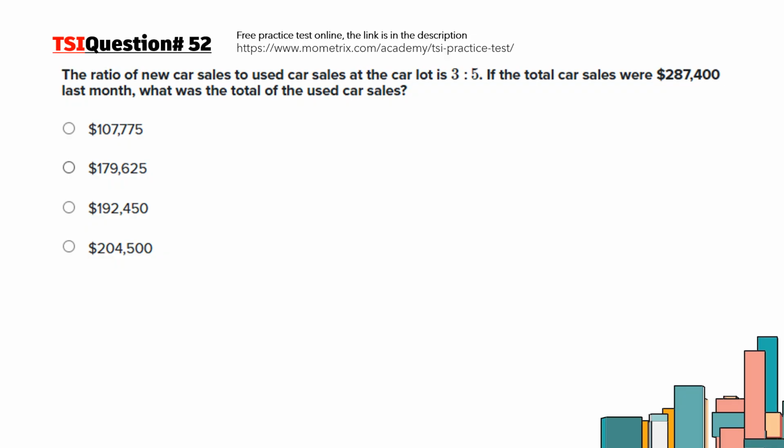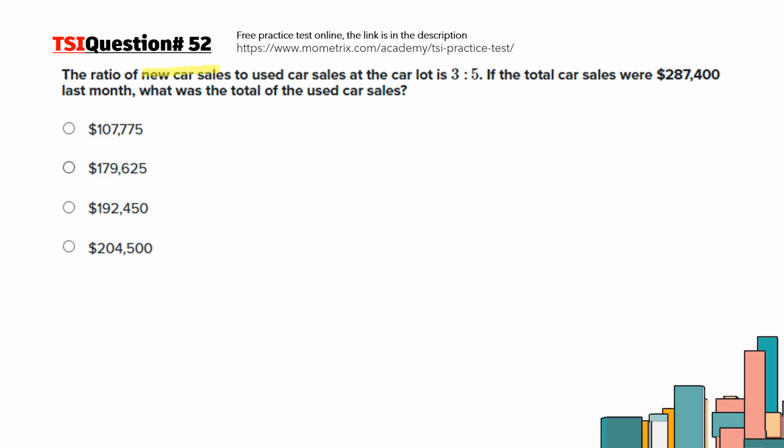The ratio of new car sale to used car sale at a car lot is 3 to 5. If the total car sales were 287,400 last month, what was the total used car sale?